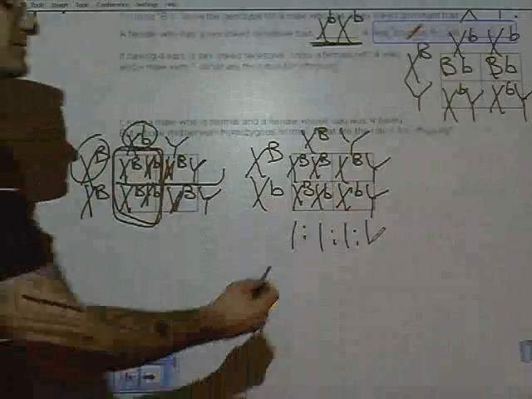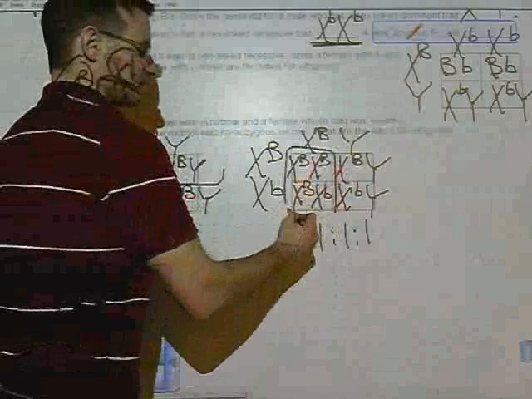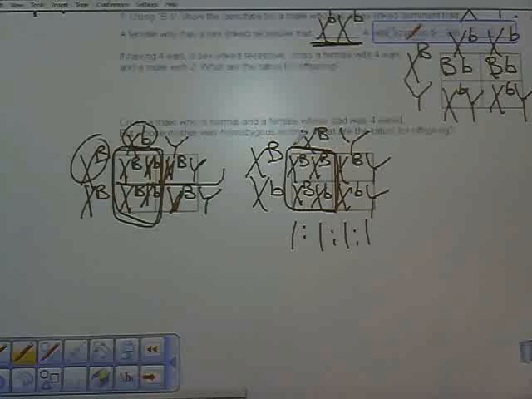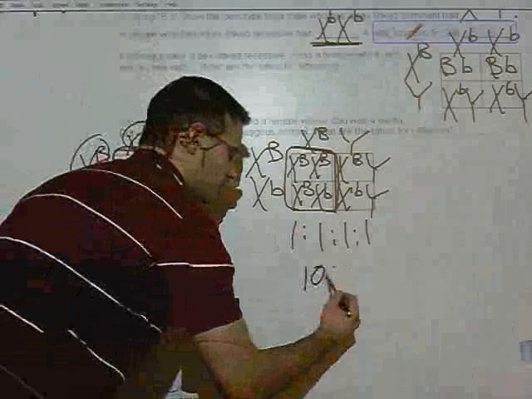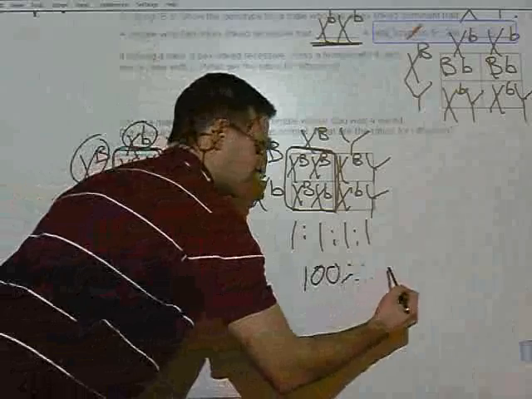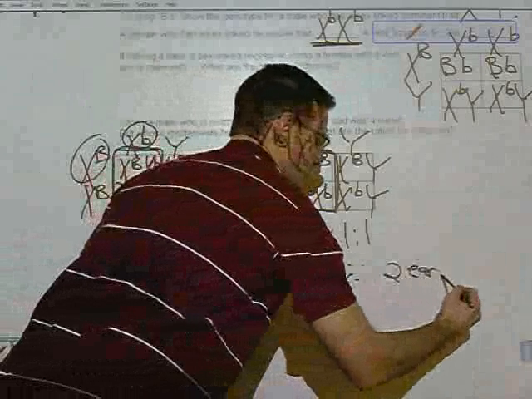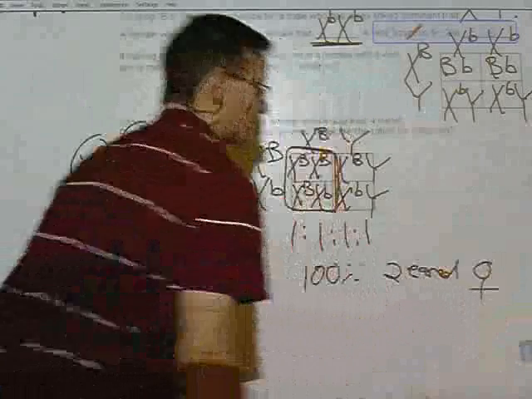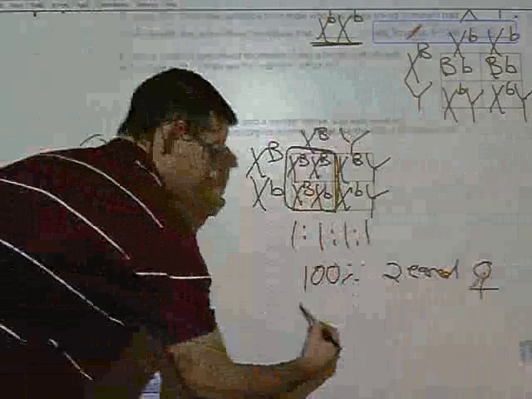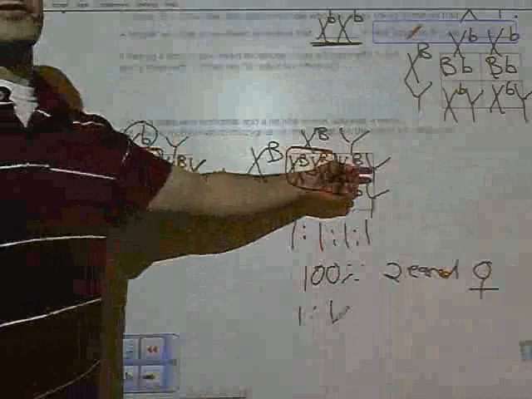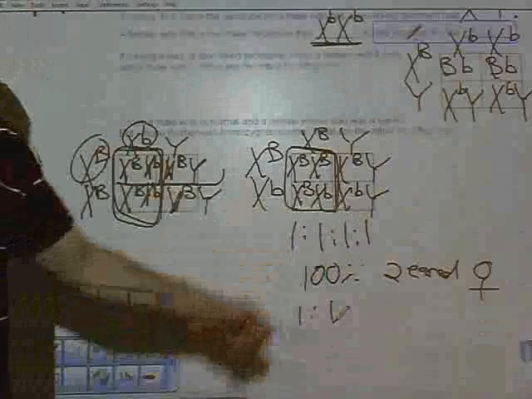Since this is a recessive trait, both of these show females with 2 ears. So we would say something like this, 100% 2-eared females. And you can do 1 to 1 for the boys. Half the boys in the family will have 2 ears, or are expected to have 2 ears. Half the boys in the family are expected to have 4 ears.